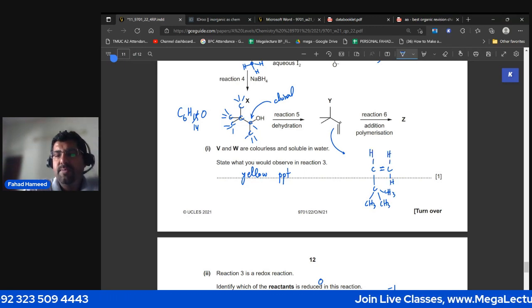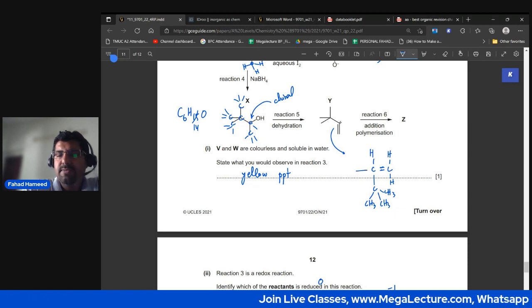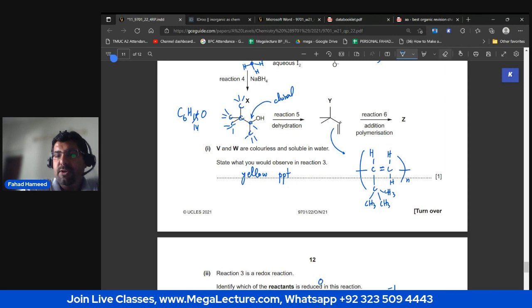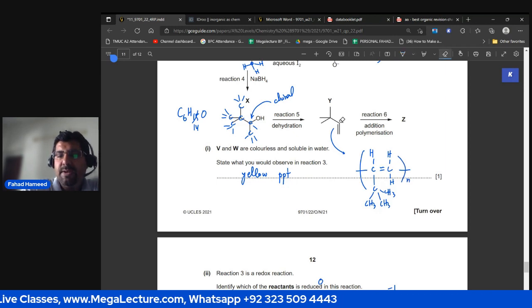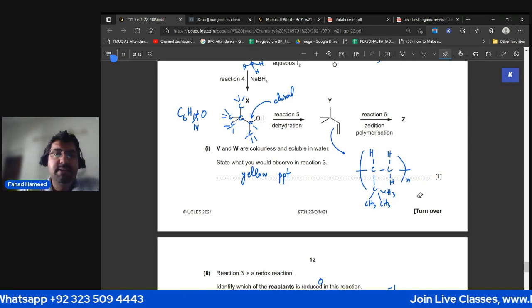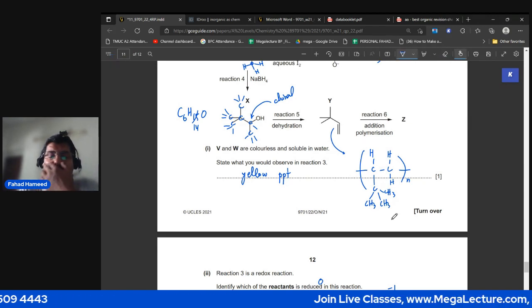In the skeletal formula, they don't draw the H's. So how do you draw the repeat unit? It's just that the carbons would link up with the carbons of the molecules next door, and the double bond in the middle is going to turn into a single bond. That's going to be your repeat unit for the polymer.